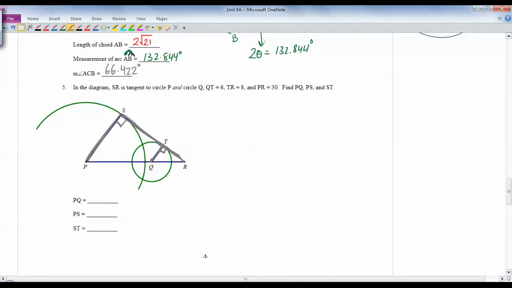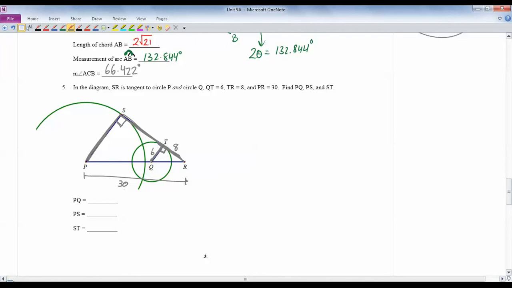Okay, let's see, what do we know here? TR is 8, QT is 6, PR, this whole length, is 30. All right, so let's see, we need PQ, PS, and ST.